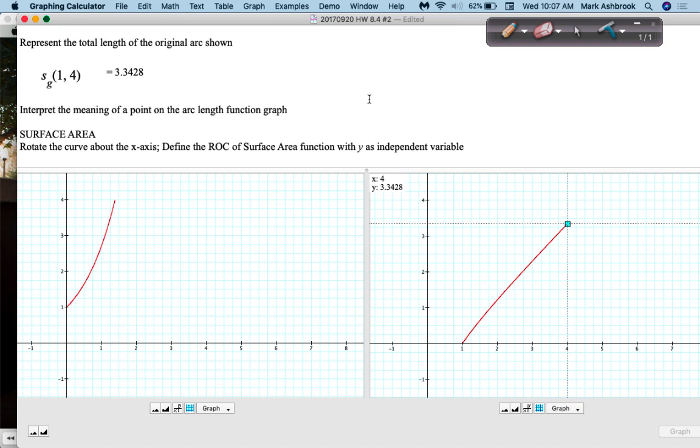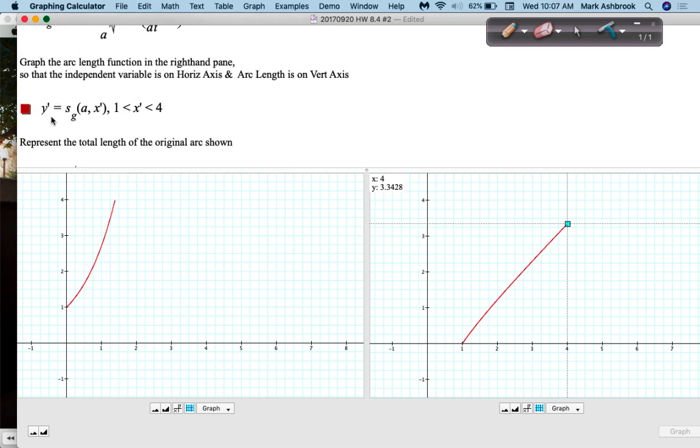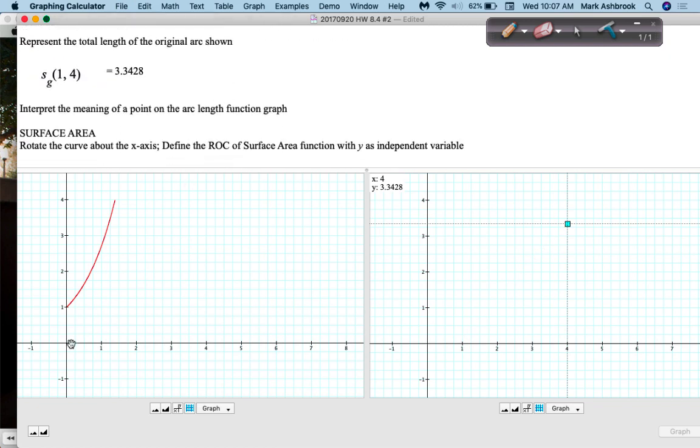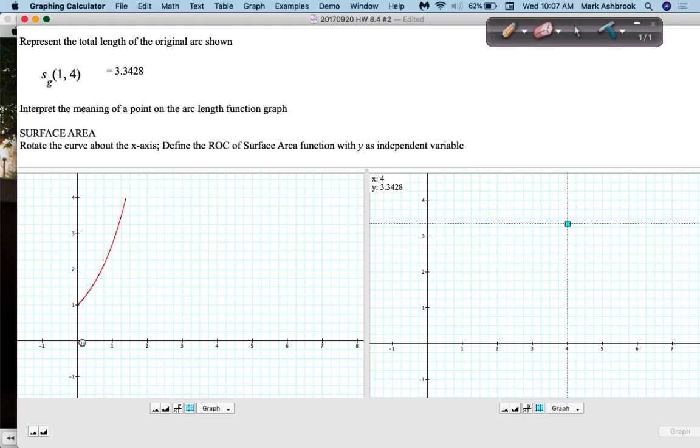Now I'm going to rotate this curve around the x-axis. This one here. So I'm going to take this graph off. Any questions about the arc length? So let's take that off, and we're going to start again, and I'm going to rotate this curve, g of y equals ln of y, around the x-axis. And I want you to find the rate of change of surface area function with y as the independent variable.